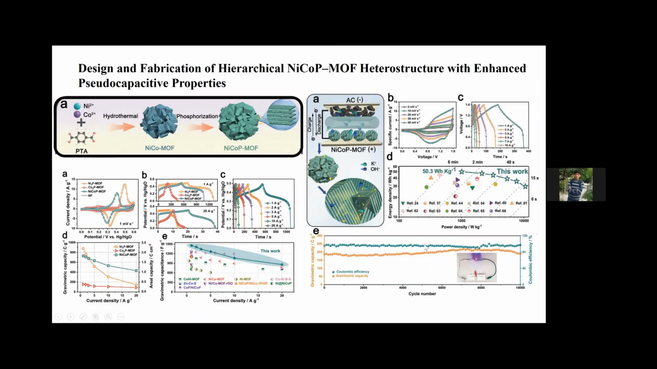And also their capacity retention is very good after 10,000 cycles. Maybe we can say it is almost higher than 90%. And also the Coulombic efficiency, as we can see here, is also 100%, which is very good for asymmetric supercapacitor devices.